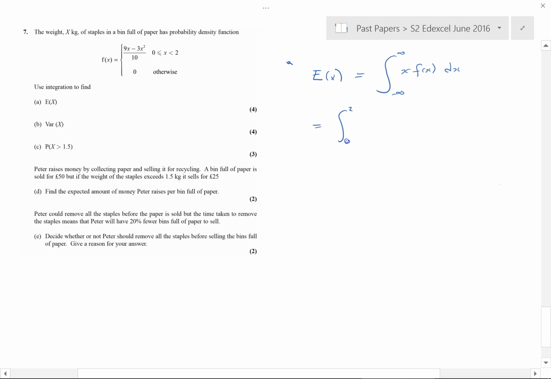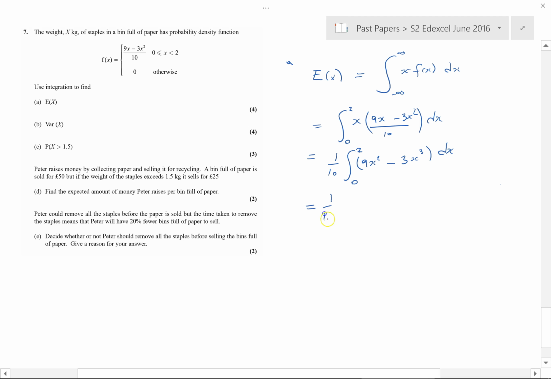So that's 0 to 2 of x times by 9x minus 3x squared over 10 dx. So that's 1/10 of, taking the 10 out, 0 to 2, so just basic integration of powers. That's 9x squared minus 3x cubed.